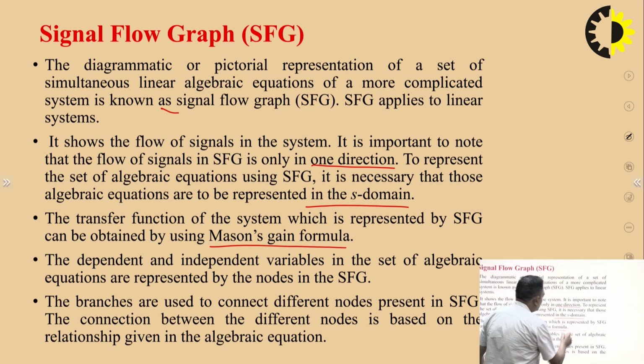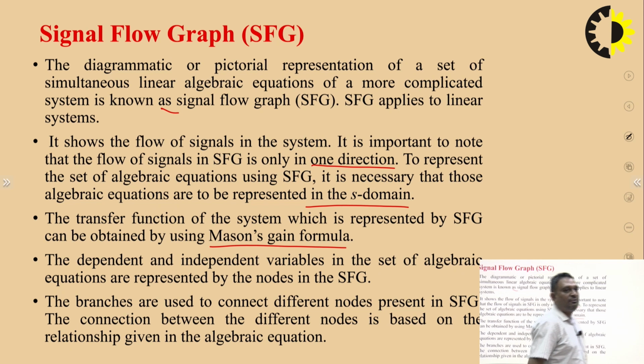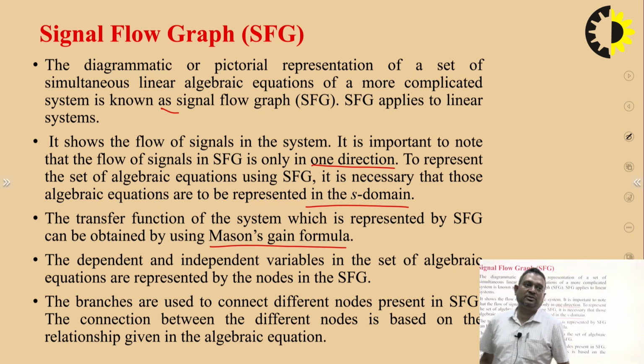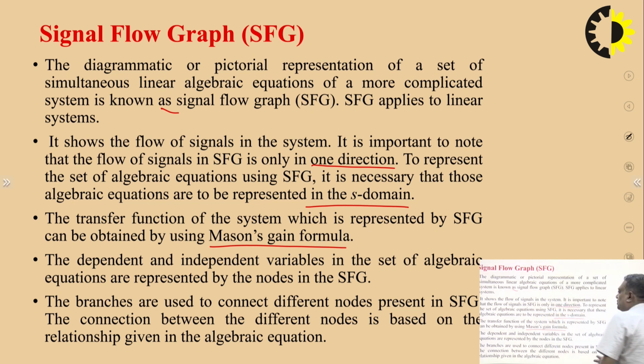There is a method given by Mason's gain formula, in which we can easily find out the overall transfer function of the given system based on the number of forward paths, the number of loops, self loops, and all that. That approach is basically given by Mason, so that's why this is called Mason's gain formula.